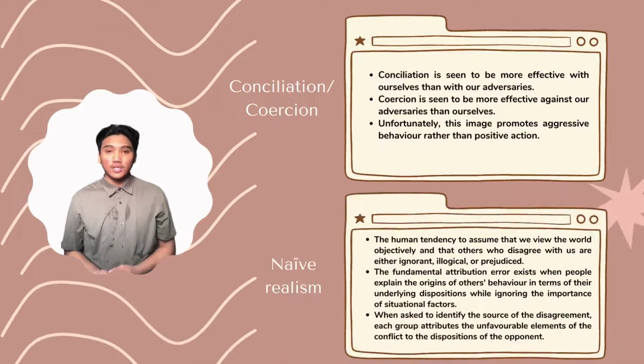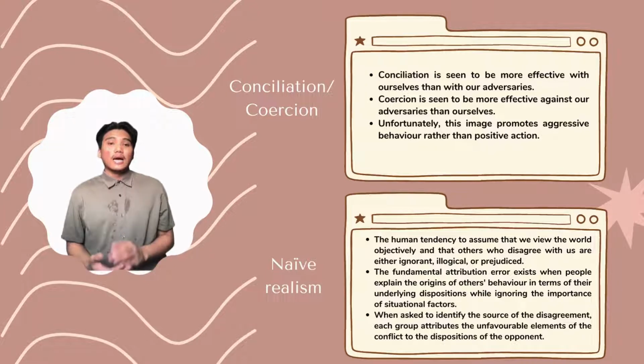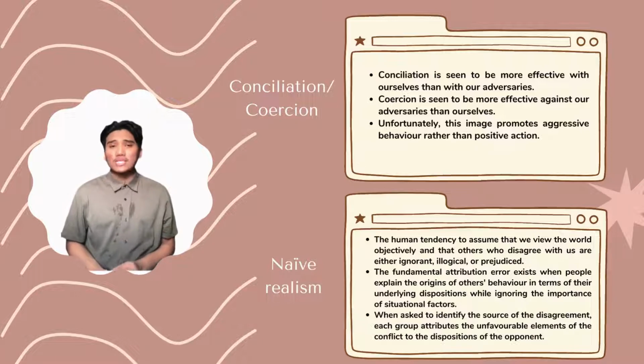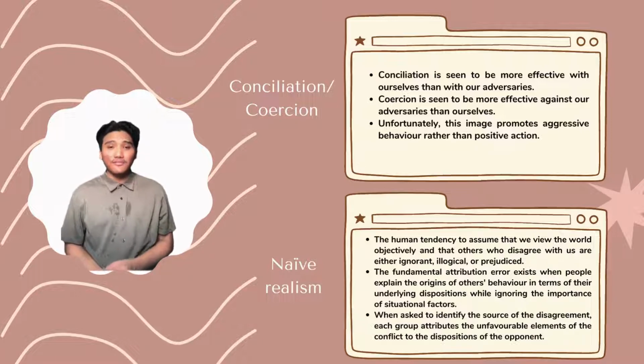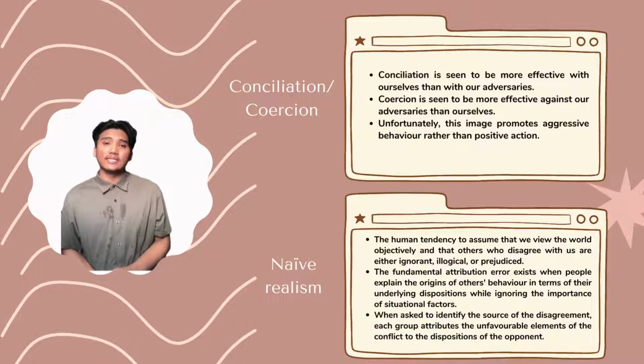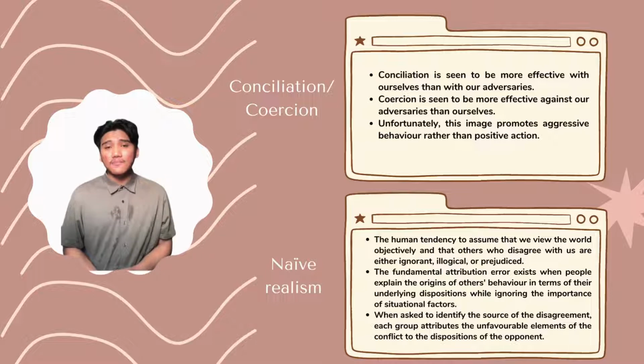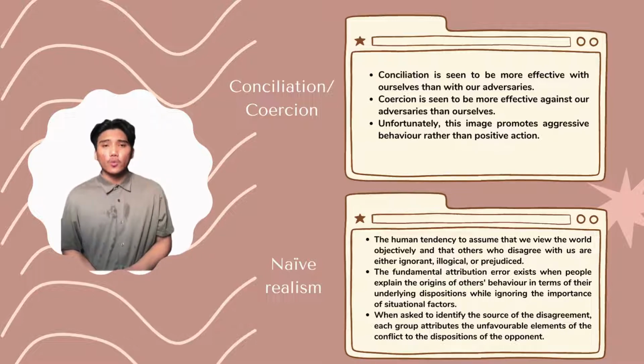And then conciliation and caution. Conciliation is seen to be more effective with ourselves than with our adversaries. Caution is seen to be more effective against our adversaries than ourselves. A preference for punitive techniques with one's opponent may represent a desire to inflict hurt or pain, as well as a desire to influence conduct in a specific way. As an alternative, people could be more likely to use more coercive tactics with a counterparty because they believe that coming across as tough says something about their motivation and intentions, which could ultimately lead to the desired outcome.